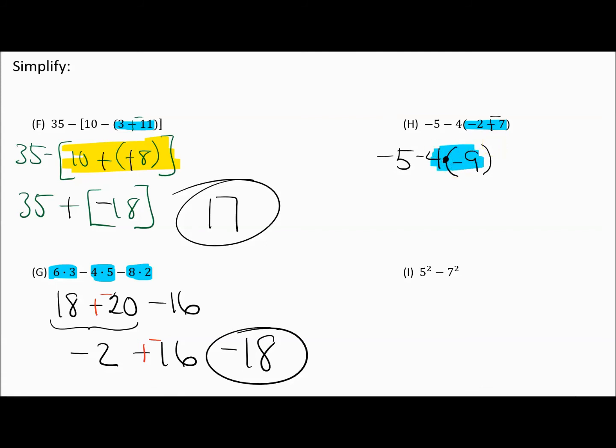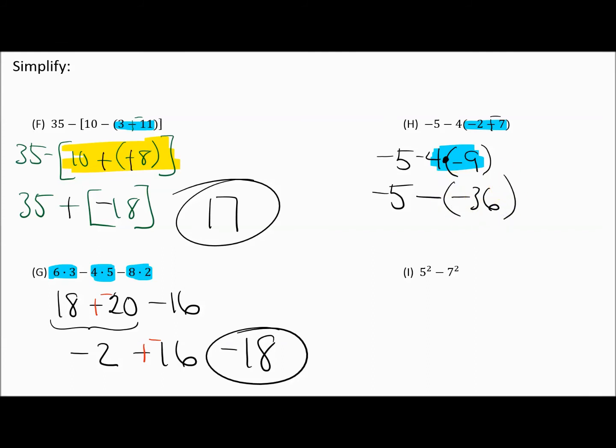I'm multiplying 4 times a negative 9. So the negative 5 and the minus, I just recopy. The 4 times the negative 9 is negative 36. Remember, a positive times a negative is always a negative. Whenever the signs are opposite, it's negative. And I'm not supposed to put a subtraction and a negative sign right next to each other, so parentheses there.